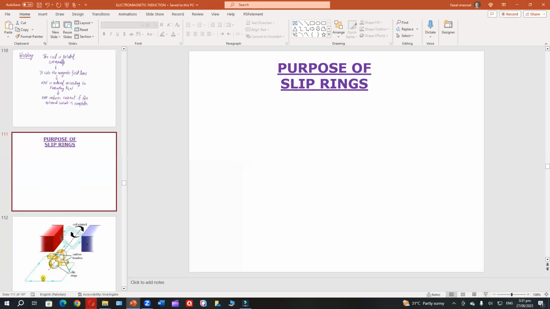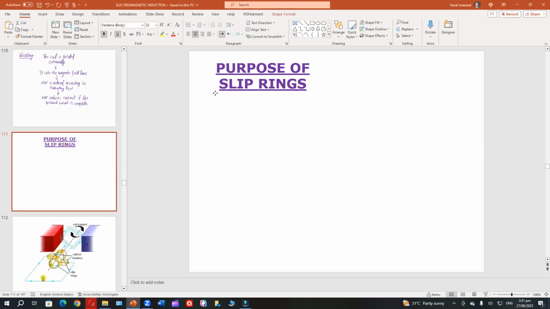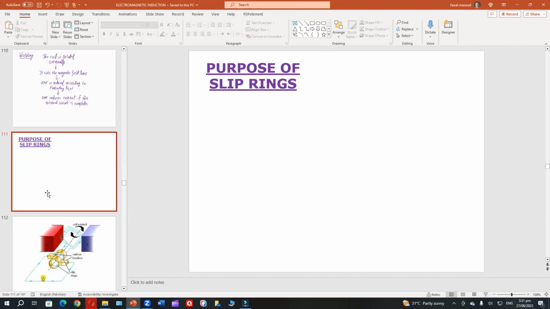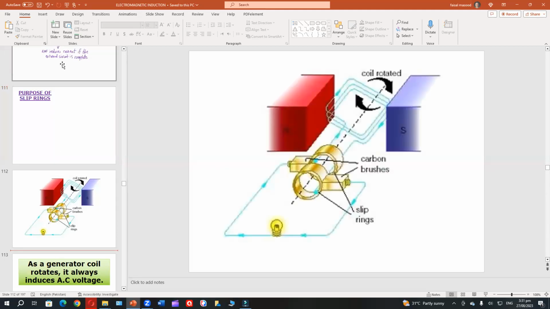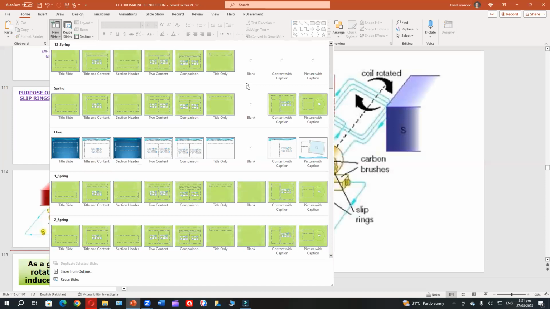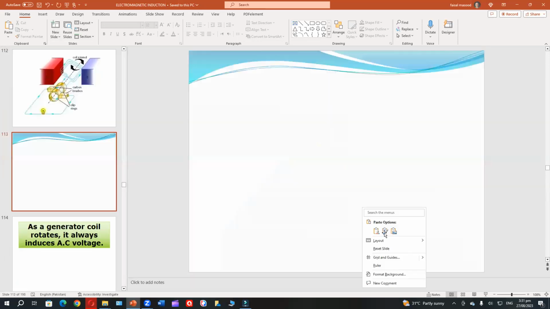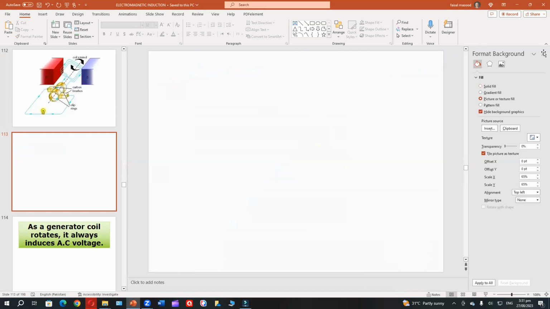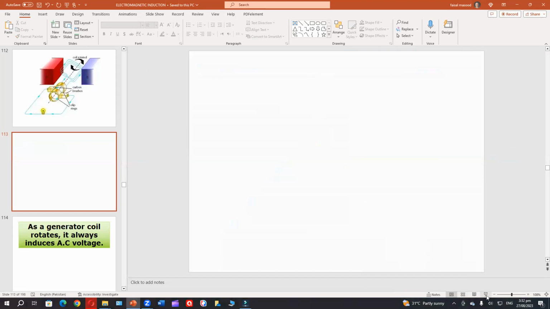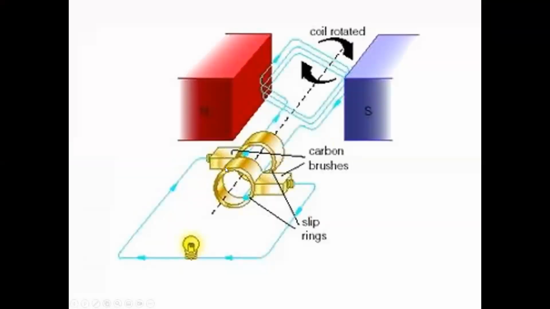Now see the purpose of the slip ring. You have to give a side heading: purpose of slip rings. Slip rings are used to make a continuous transmission of energy. Actually, if the slip rings are not there, which you have seen in the animation also, then the rotating coil will tangle up the wire system.